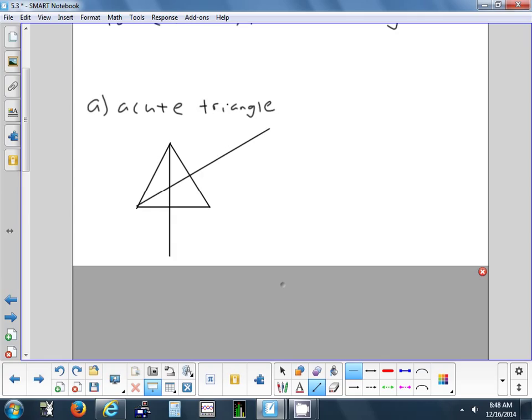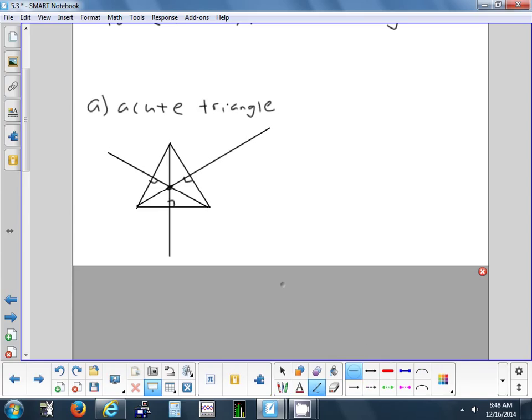I'm going to draw another one. So that's a 90. That's a 90. And, nope, don't want to move stuff. Let's try that. And that's a 90, the bottom half. So there's your orthocenter.